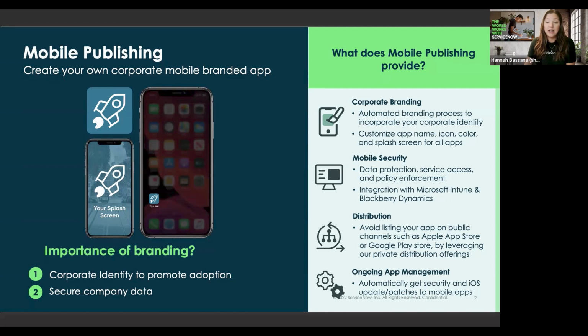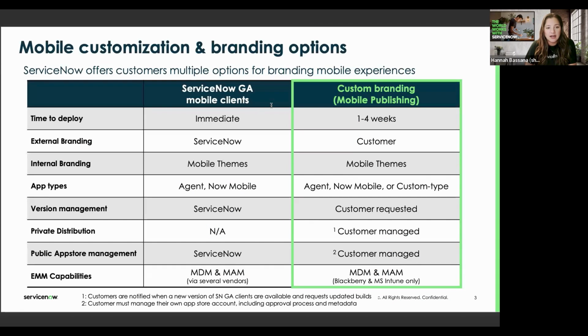So I want to call out how our ServiceNow branded apps differ from our general availability apps, our GA apps. So ServiceNow has the GA mobile clients, which you might be familiar with today. Those app types are Agent and Now Mobile. What that means is we have two apps, Agent and Now Mobile, Requester and Fulfiller personas, on the Google Play Store and Apple App Store. So this is something that anybody can download, and you need an instance and instance login in order to use.